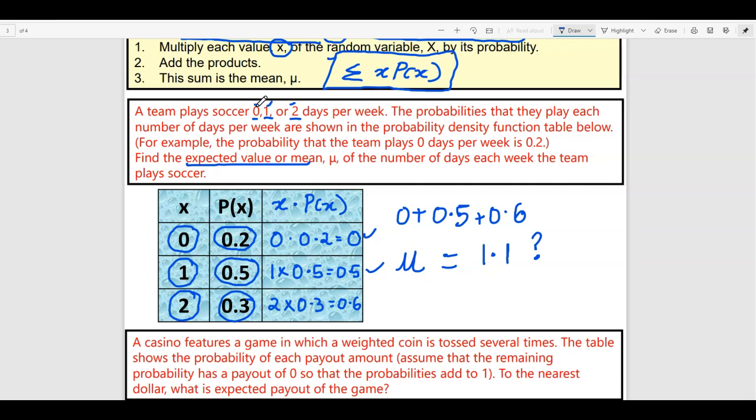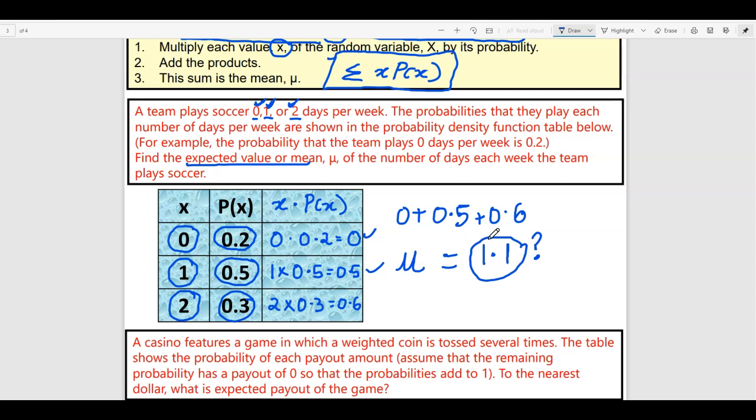They said the average number of times that the soccer players play per week is 1.1 days. How did you get the value? Based on how many days they play in a week. That is 0 days, 1 day, and 2 days. So on average, if I calculate, these soccer players play 1.1 days per week.